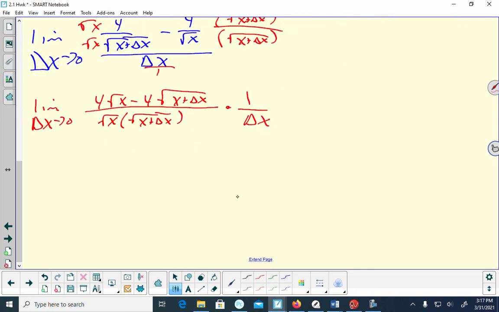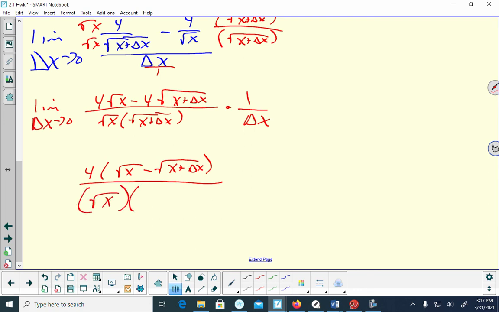To make life easier for myself, I factored out that 4, and I had the square root of x minus the square root of x plus delta x all over the square root of x plus delta x, and then delta x. We'll put everything in parentheses. So that's what I have right now. I'm taking the limit, and if I were to put in 0, I would get 0 over 0. So I know it simplifies. This is what we learned in the first chapter.